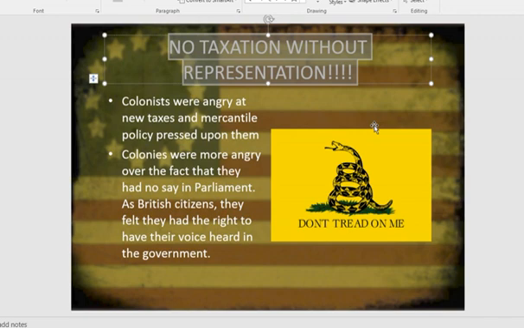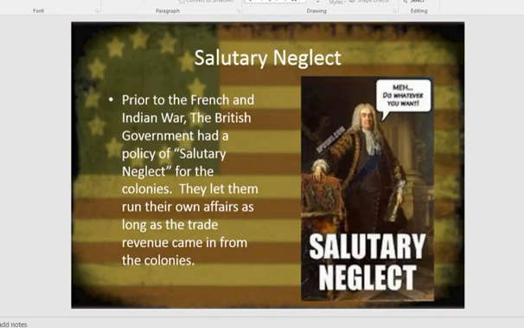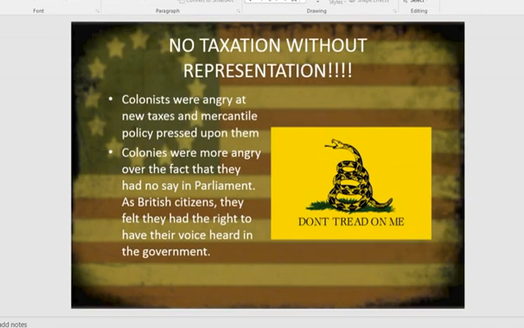You need to etch this in your mind. It is going to be the cause of the American Revolution. No taxation without representation. Unless we have a say in the government that represents us, then how do you have the right to pass taxes and pass laws which hurt us? So, salutary neglect goes to no taxation without representation as a result of the 7 Years' War.